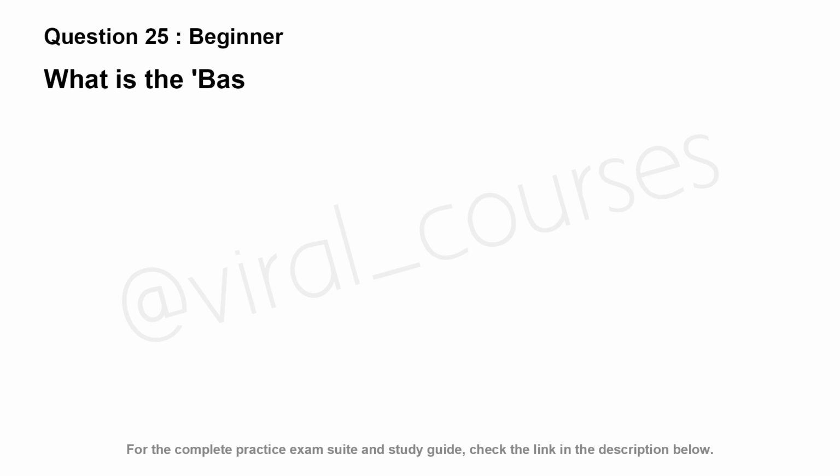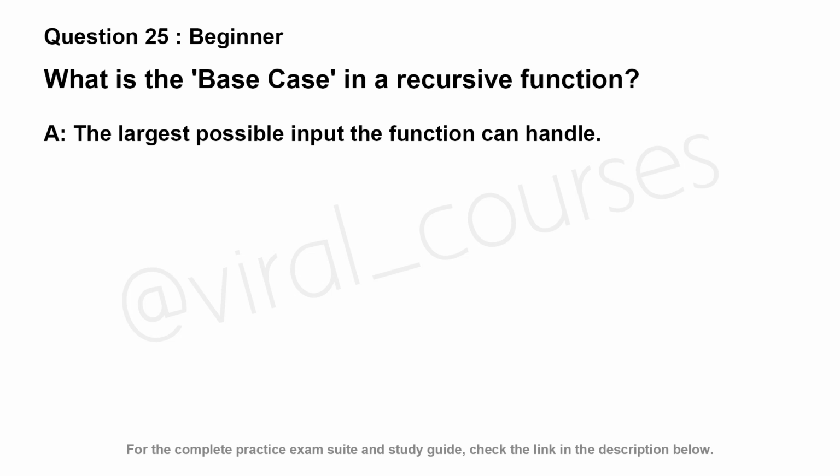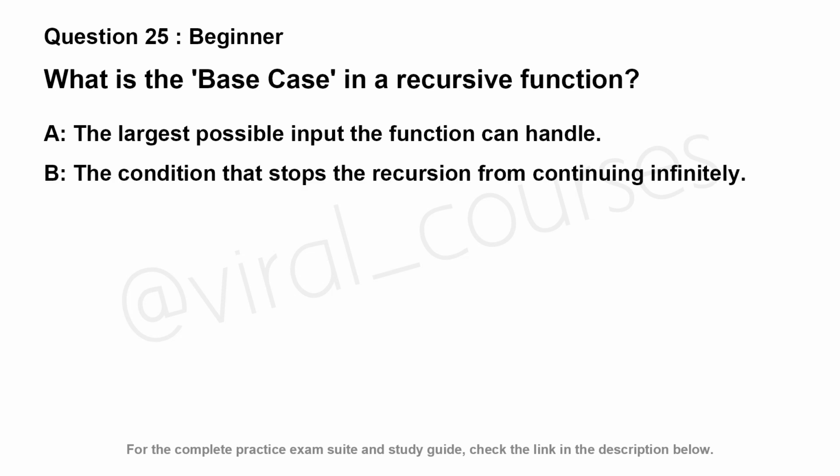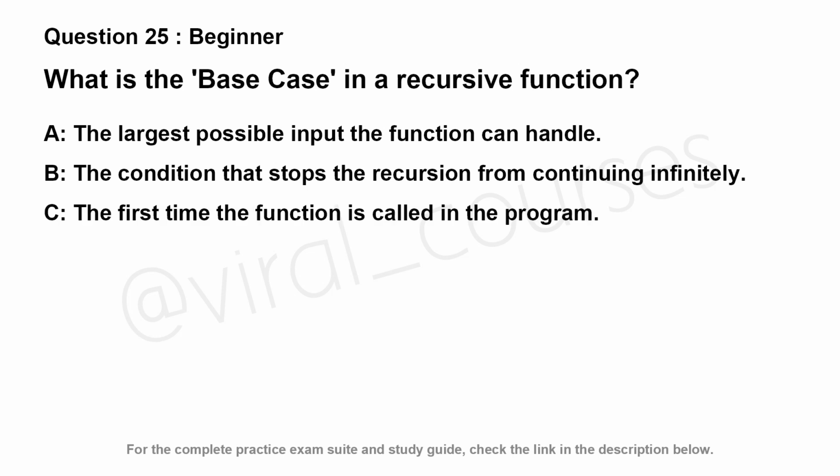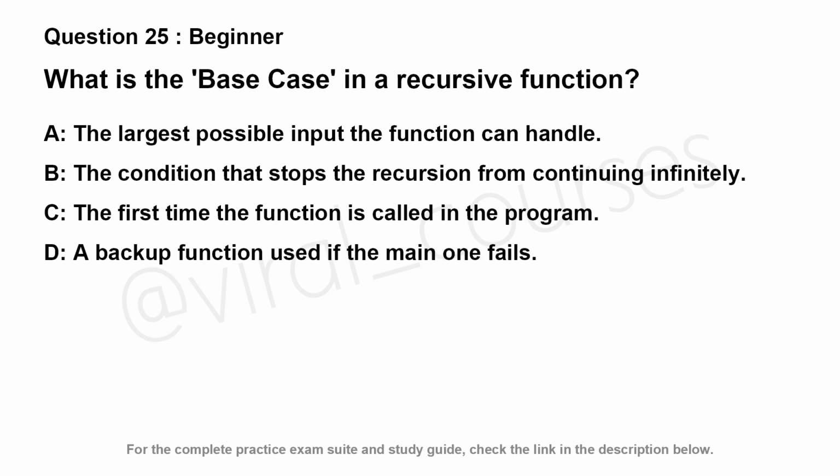What is the base case in a recursive function? Option A. The largest possible input the function can handle. Option B. The condition that stops the recursion from continuing infinitely. Option C. The first time the function is called in the program. Option D. A backup function used if the main one fails.